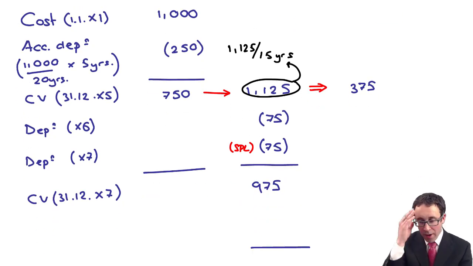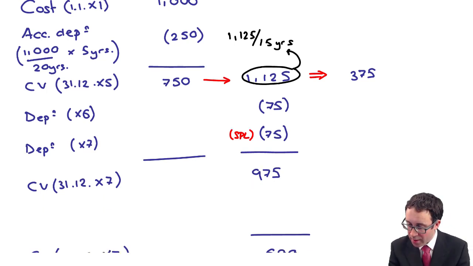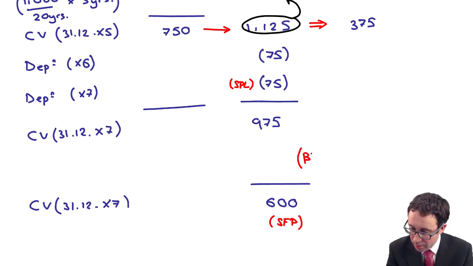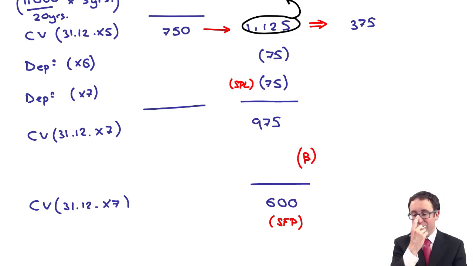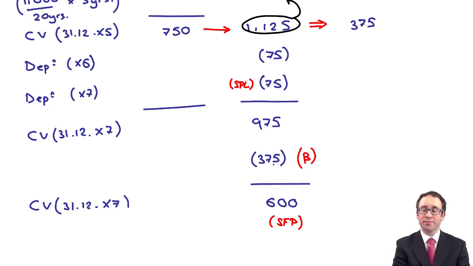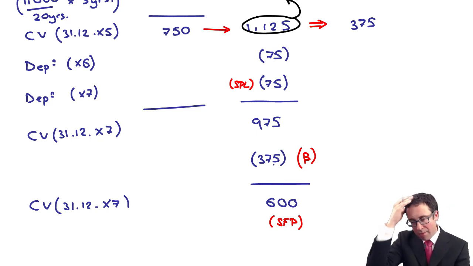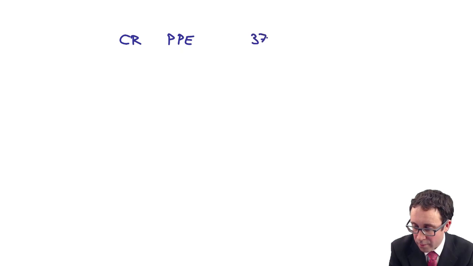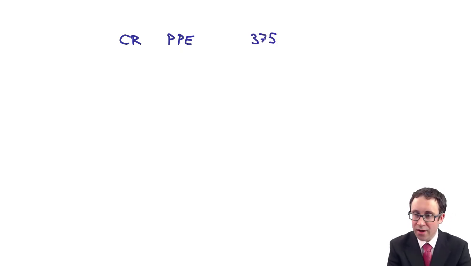What we need to be able to go through and do now is to work out what the impairment is. The impairment is a balancing figure. The difference between the 975 as it falls down to 600 is 375. So if I'm thinking about my journal entry, the journal for the impairment is that I am going to credit my PPE with the 375.